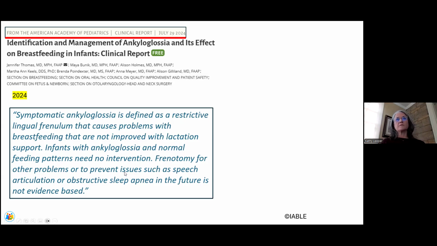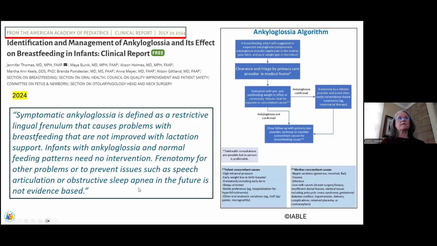Frenotomy for other problems or to prevent issues such as speech later in life or obstructive sleep apnea sometime in the future is not evidence-based. So we're going to talk about that a teeny bit more in a later slide, but they are saying only do frenotomy if the baby's having trouble with breastfeeding and everything else you have tried is not helping. And they suggest this algorithm, which I've shared, which is pretty good.